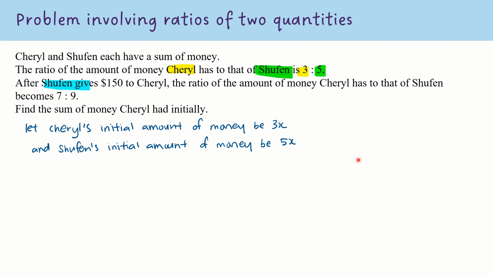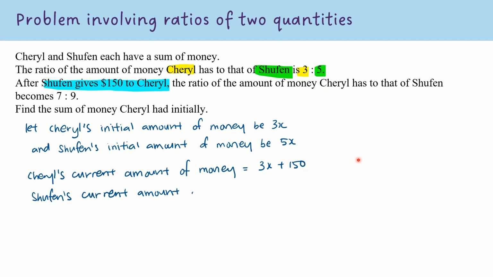Because the question subsequently says that Shufen gives $150 to Cheryl, this would mean that Cheryl's current amount of money will be equal to 3x plus 150. Then Shufen's current amount of money will be equal to 5x minus 150, because Shufen gave money away to Cheryl. In the next part of the question, it says that Cheryl has 7 units and Shufen has 9 units. What this means is that 3x plus 150 to 5x minus 150 must follow this ratio of 7:9.